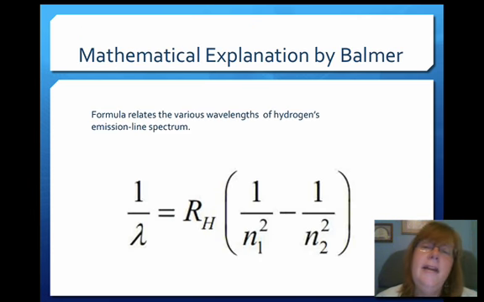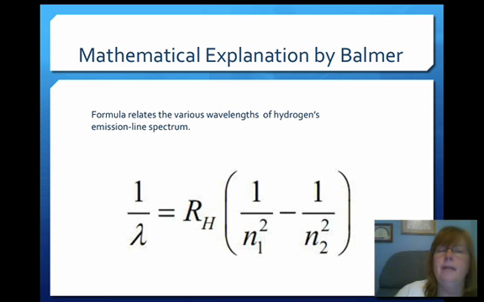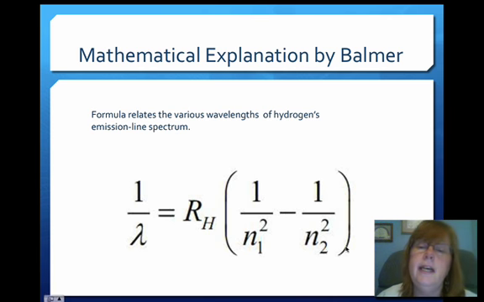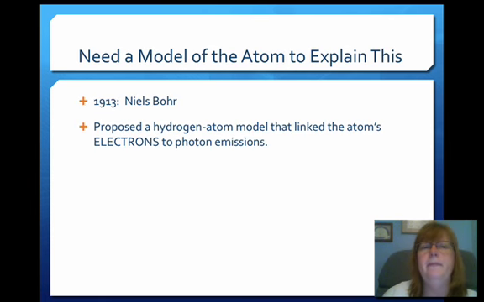Well, in 1885, a mathematician came up with an equation that could explain these different wavelengths of light that were given off for the hydrogen atom, and his name was Balmer. And this formula was relating these various wavelengths of hydrogen's emission line spectrum to his equation. Later on, Rydberg's equation simplified Balmer's equation, and that's the equation you see down here. It's called the Rydberg equation, and if you're in honors chemistry, we're going to be using that a little bit.